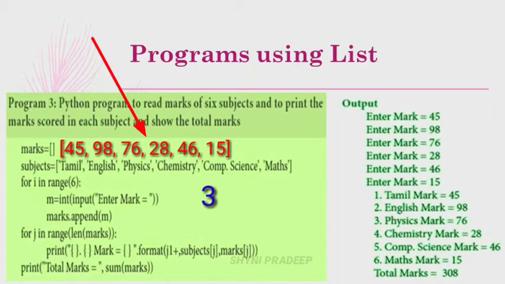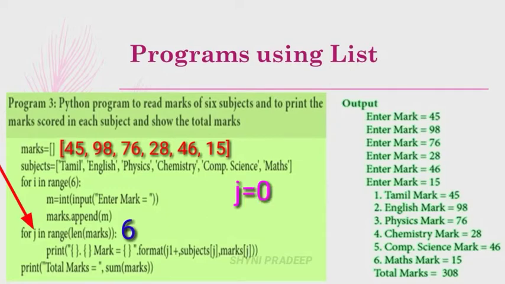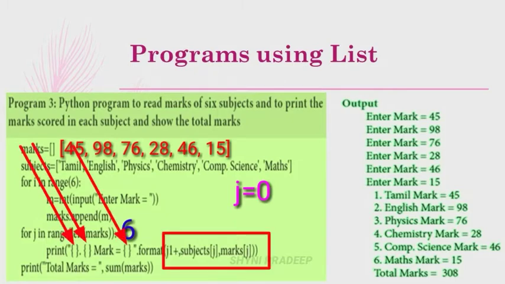There are 6 subjects. So length of the subject is what? 6. So for J in range length of marks, what? 6, because totally 6 subjects. Okay. In this for loop you have to take 0 to 5 values for J. Okay. So first J is equal to 0. So print, see here J plus 1 and subjects J and marks J. You have to assign these values to these curly braces.